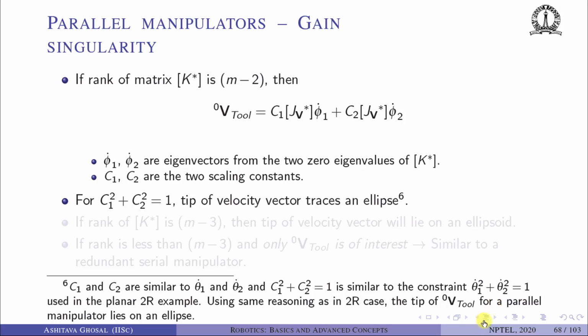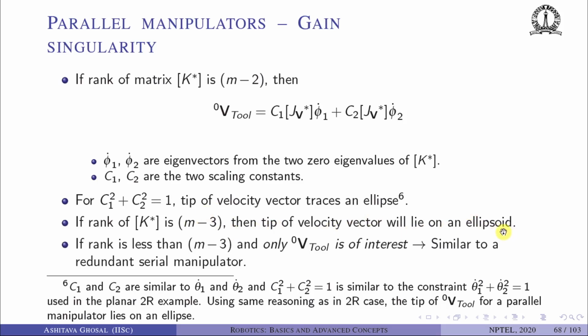We can show that the tip of the velocity vector, linear velocity vector, for the parallel robot also lies on an ellipse. Okay, so if the rank of K star is m minus 3, then the tip of the velocity vector will lie on an ellipsoid. Okay, how about if it is less than m minus 3? Then, if only the linear velocity is of interest, it is similar to a redundant serial manipulator.